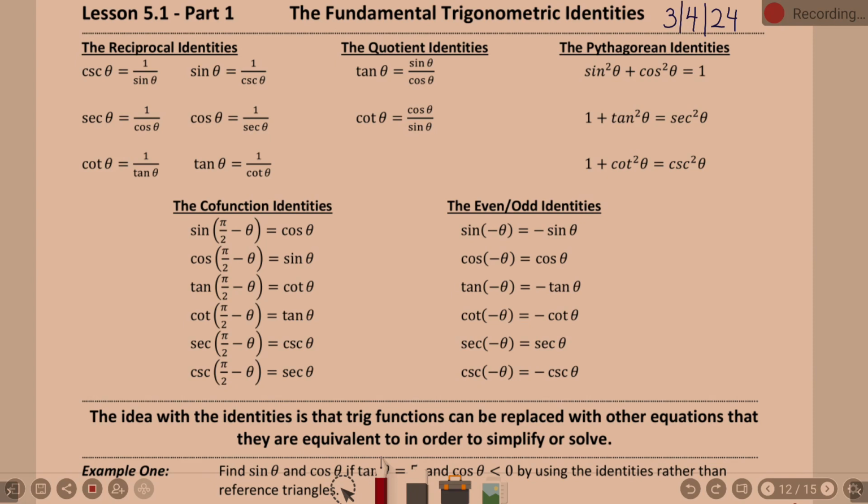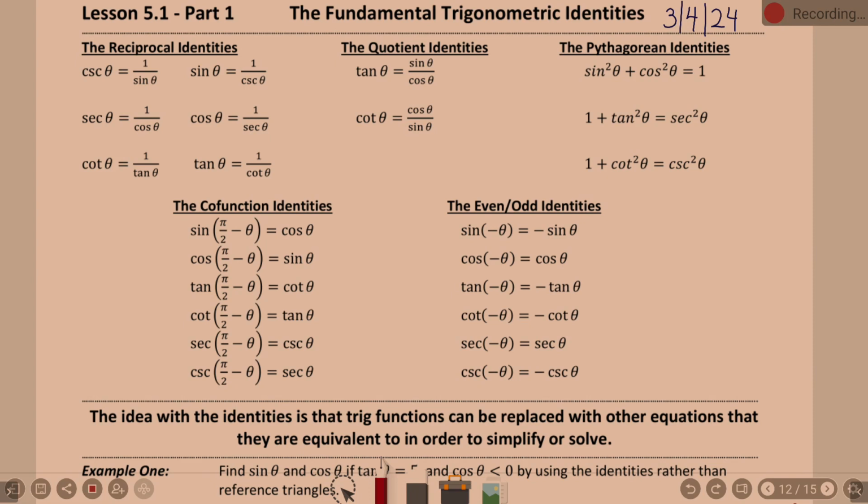At the end of the chapter, I will provide you a list, so it's not that you'll have to have them memorized. But the more you use them, the more you will become familiar with them. Okay? So let's look at these, and then we're going to practice learning how to use them. Okay? And so we have 5 different sets of identities here we're going to talk about. Some of these should be familiar to you.